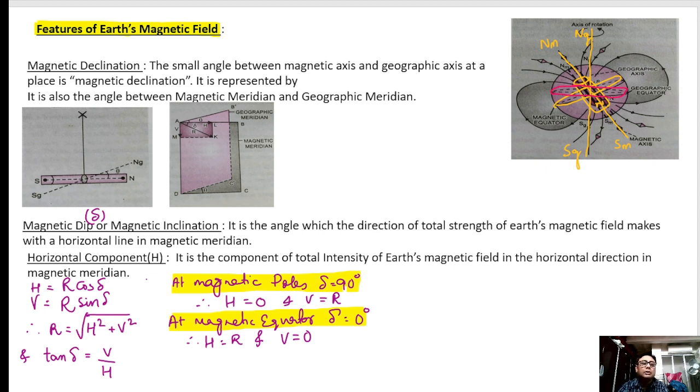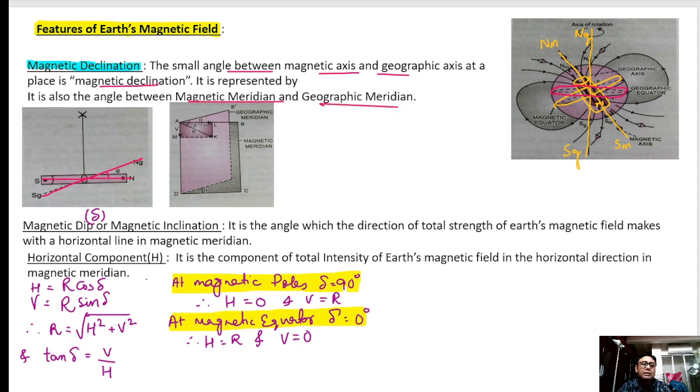Clear? So now let's see what is magnetic declination. The small angle between the magnetic axis, so here is the magnetic axis, and here is the geographic axis. This angle is called the magnetic declination, and it is also the angle between magnetic meridian and geographic meridian.